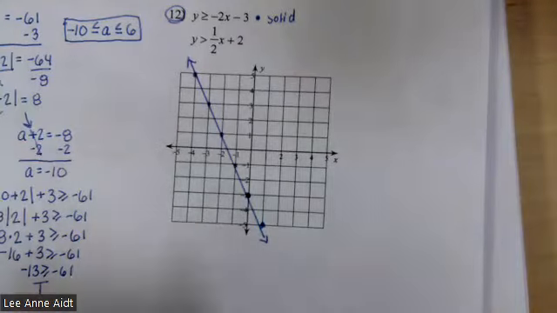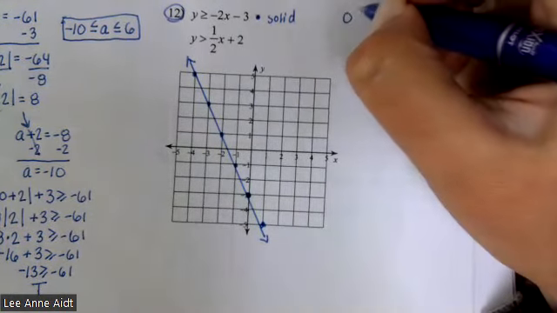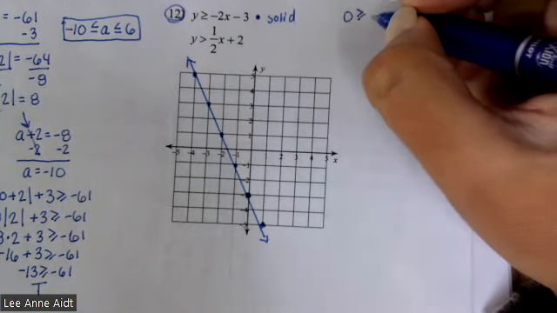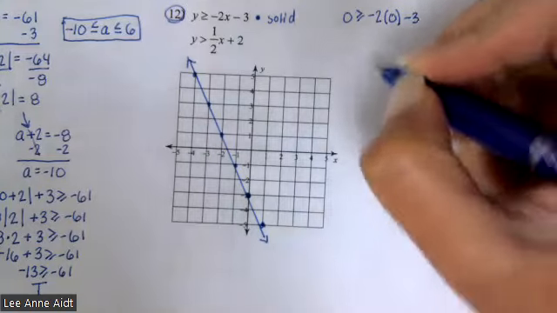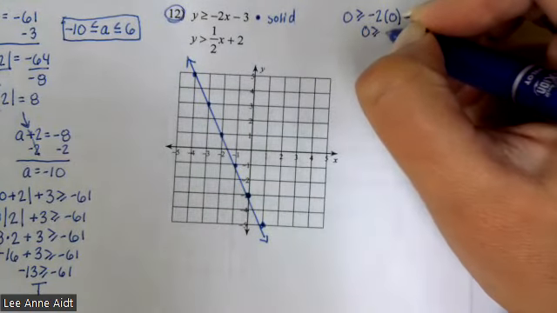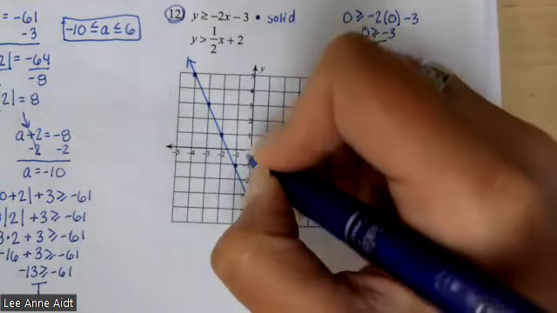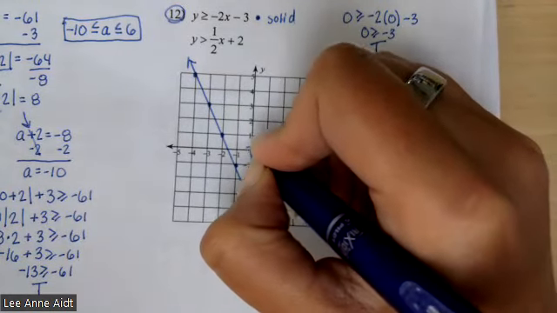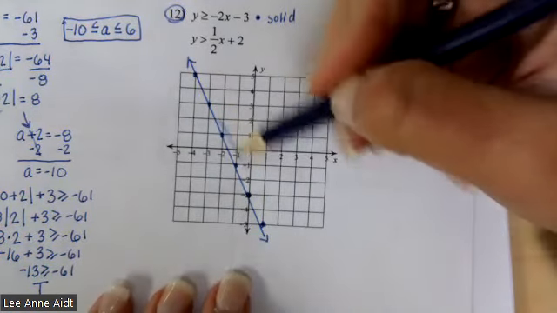Okay. Is it okay to test 0, 0 in this problem? 0 is greater than or equal to -2 times 0 minus 3. 0 is greater than or equal to -3. True. So that means we are true here. So shade toward the true.